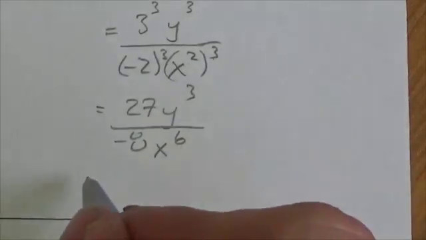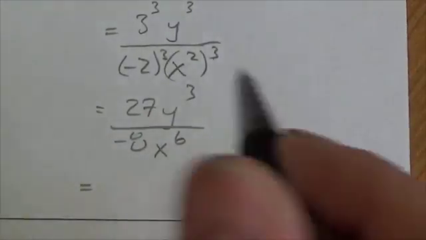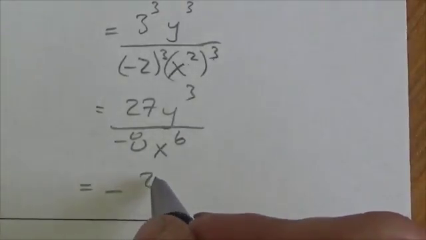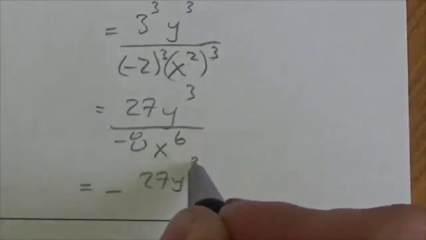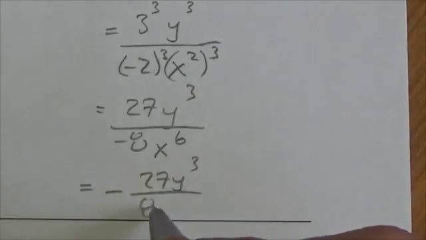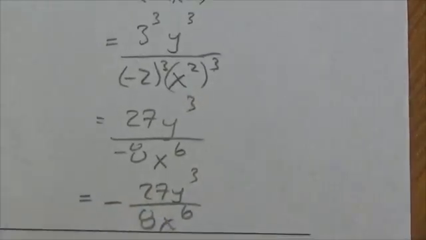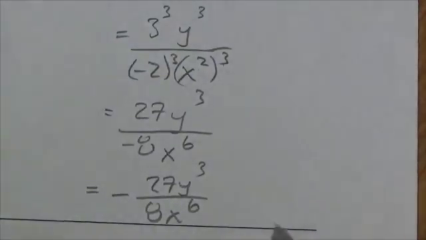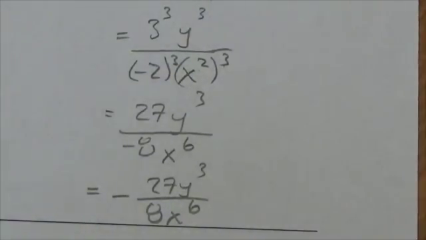And then what will likely happen is you either want to move the negative out front or move it up to the numerator. It doesn't really matter. It looks a little goofy when you write it in the denominator, though. It looks better when it's either out front or up on the numerator. So that's essentially the answer that we're looking for. Negative 27y cubed over 8x to the 6th.